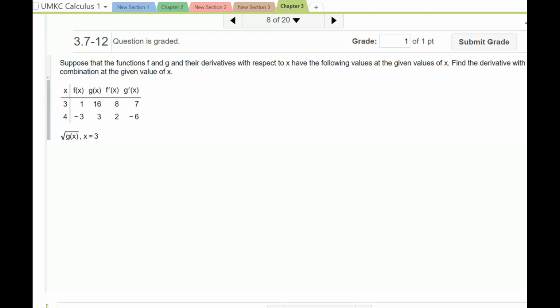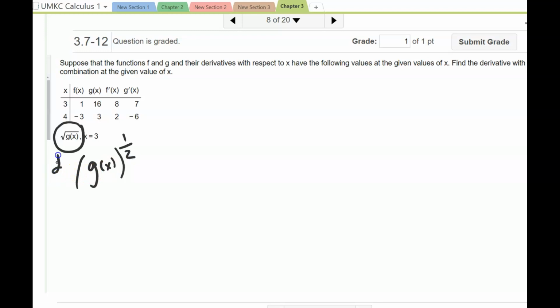In this video, we're going to go over numbers 8 and 9 in 3.7. These questions are applying the chain rule to a composition of functions, but you're not given a function, you're just given the setup. So the square root of g of x, I could write that as g of x to the 1/2.